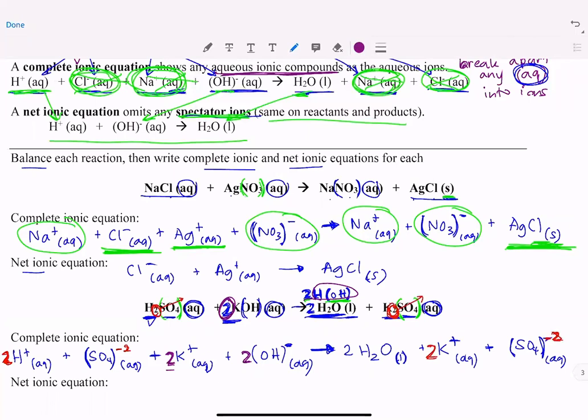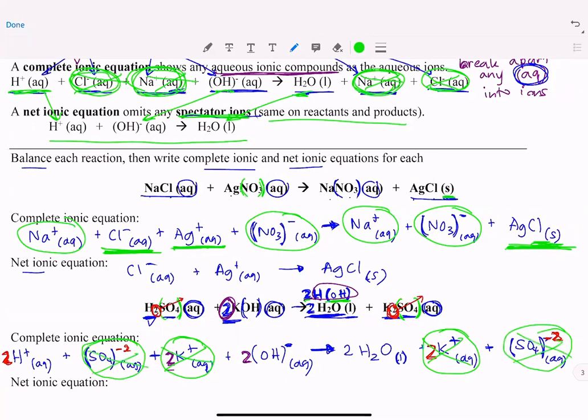Next, let's circle exactly what's the same on both sides. And exactly means it has the same symbol, the same charge value, the same physical state as well, and also the same coefficient. So this is an example here. You've got 2 of the K positive charge ion. You need to have 2 of those also. And only then can you get rid of it. What else is exactly the same? This SO4 with the -2 charge, it's aqueous, is exactly the same on both sides.